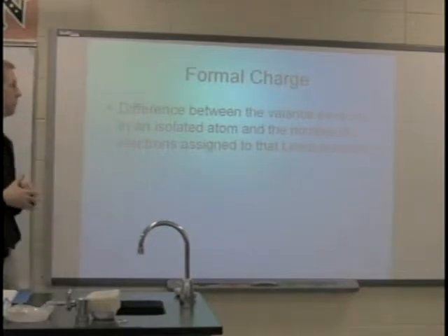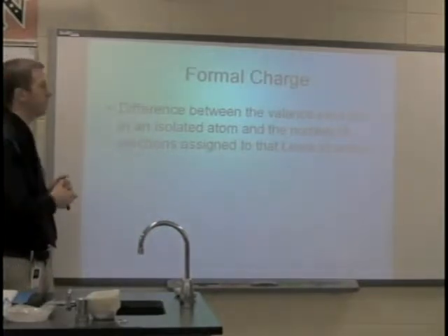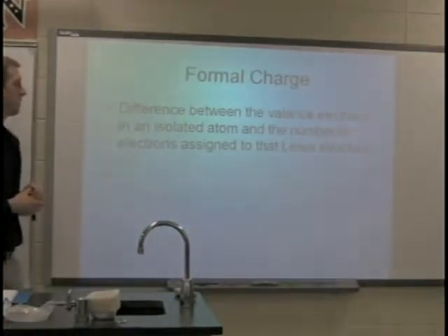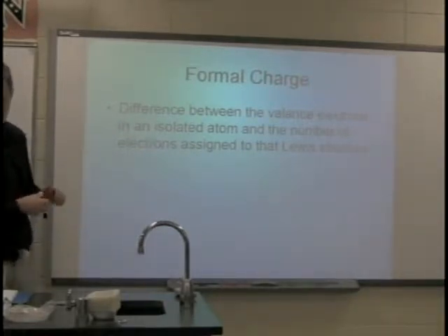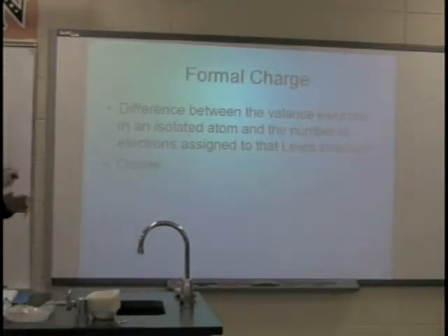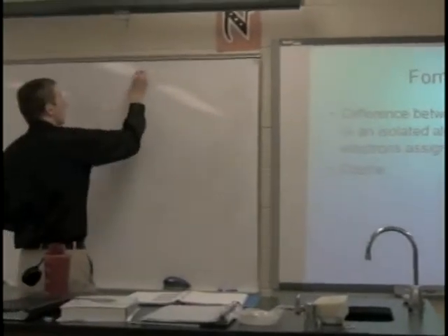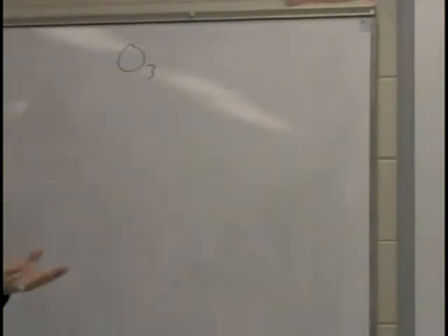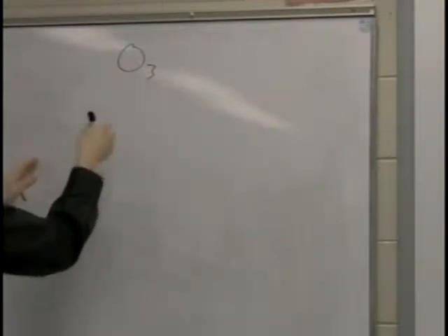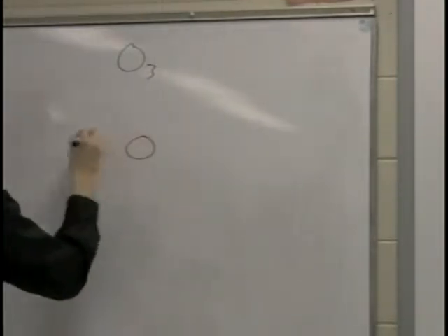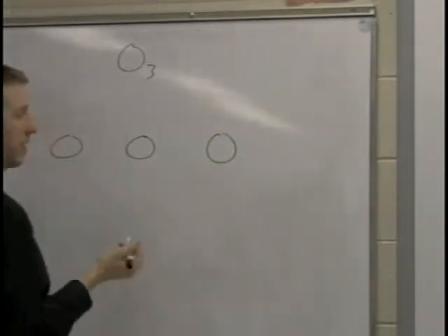Formal charge is referred to as the difference between the valence electrons in an isolated atom and the number of electrons assigned to that atom in its Lewis dot structure. A good example is going to be ozone. So I'm going to draw ozone on the board. Ozone, first off, is O3. Now, normally oxygen would want to bond twice, but if it's oxygen, oxygen, oxygen, it can't have only two bonds to get to the octet.